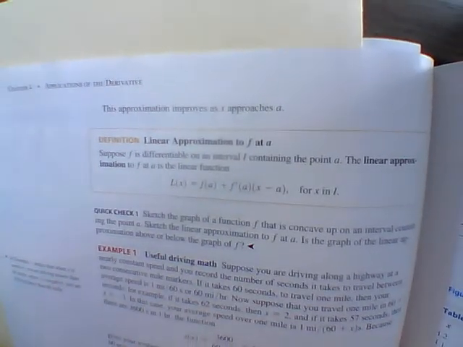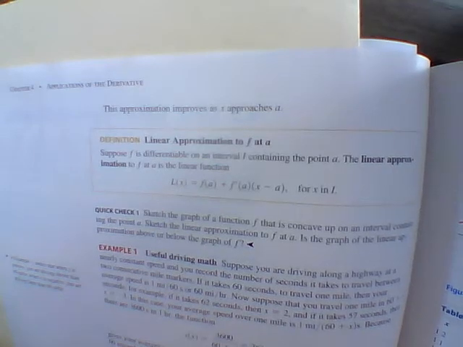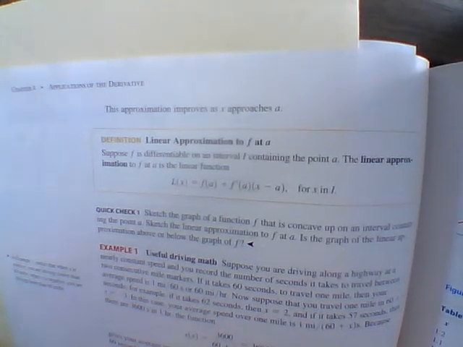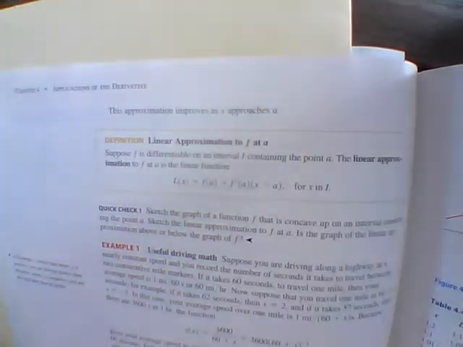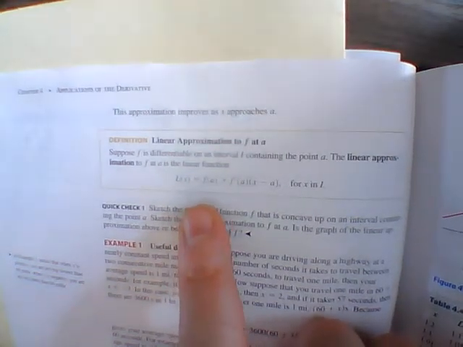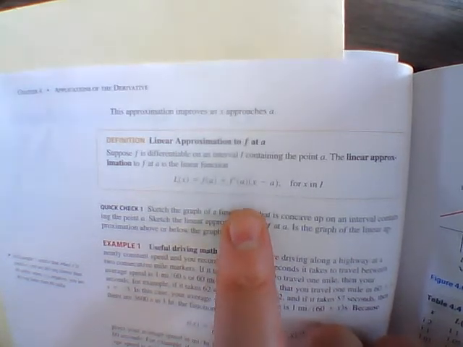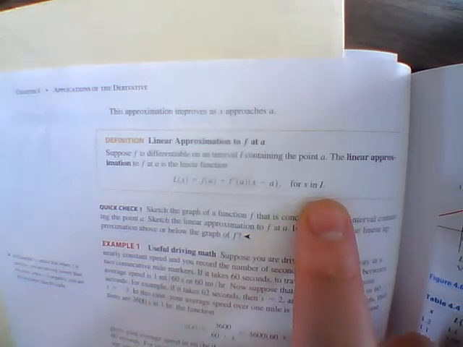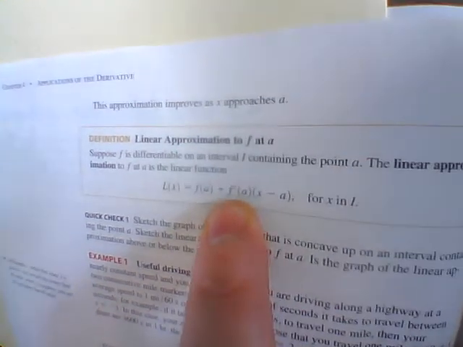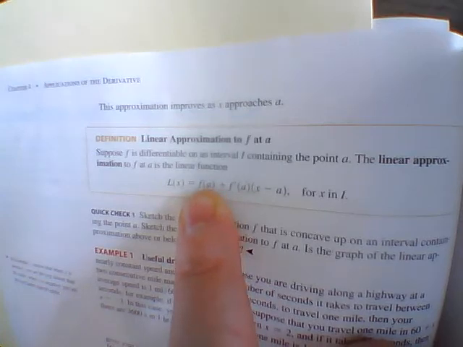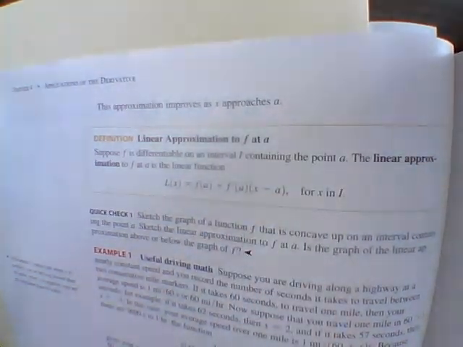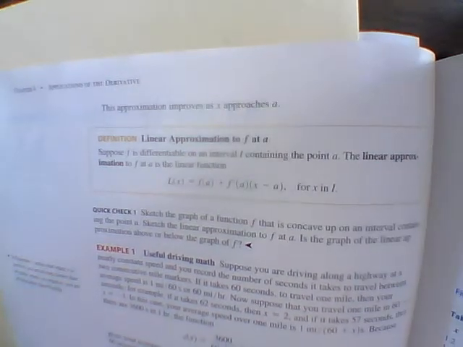It says, suppose f is differentiable on an interval I containing the point a. The linear approximation to f at a is the linear function L(x) = f(a) + f'(a)(x - a), once again for x in some interval. We take that original value plus the derivative value times (x - a), and this gives us a linear approximation for the function.